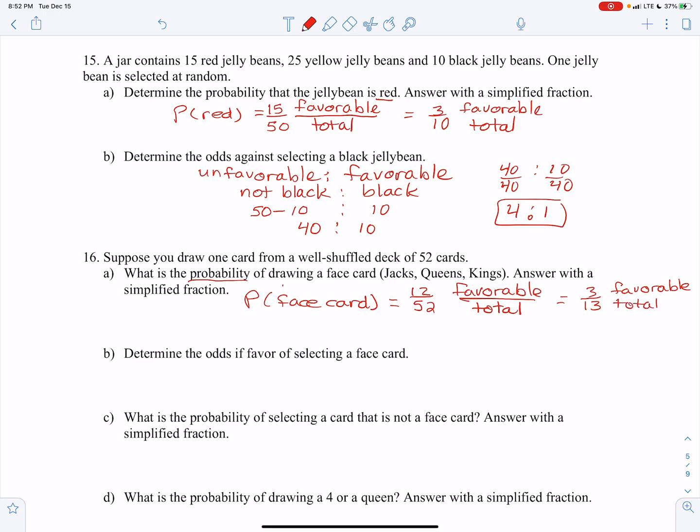So determine the odds in favor of selecting a face card. So odds in favor of would be the favorable outcomes to the unfavorable outcomes. So I could make this a little bit easier for myself by using the reduced fraction. There were 3 that were favorable, and if there are 13 total, we'll take the total minus the favorable, and we'll find out that there's 10 unfavorable.